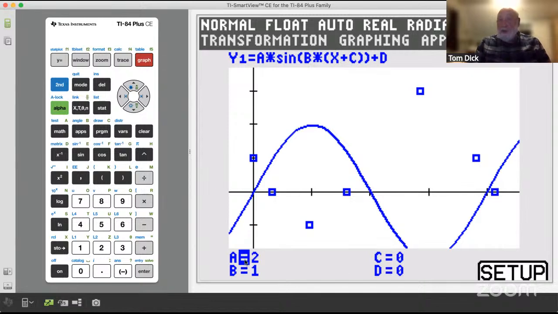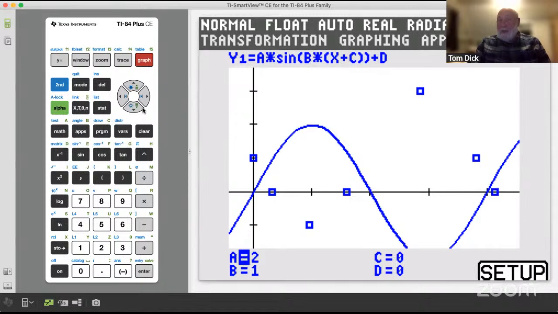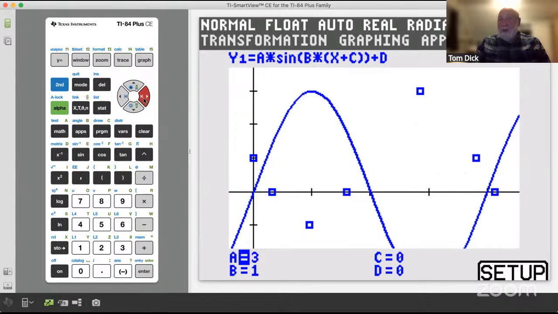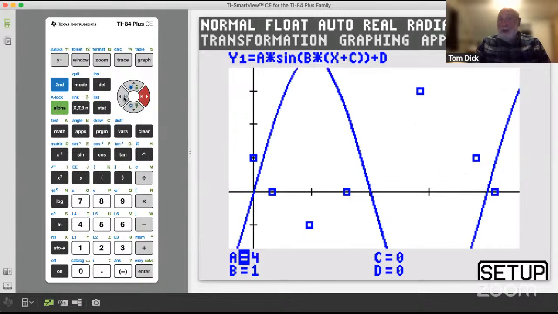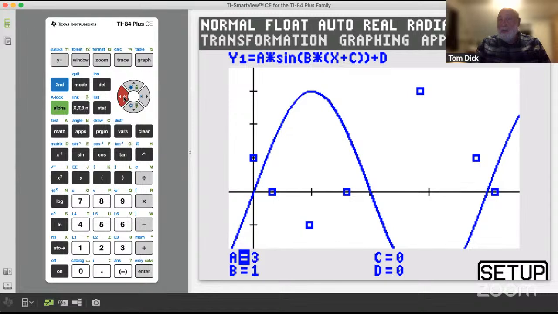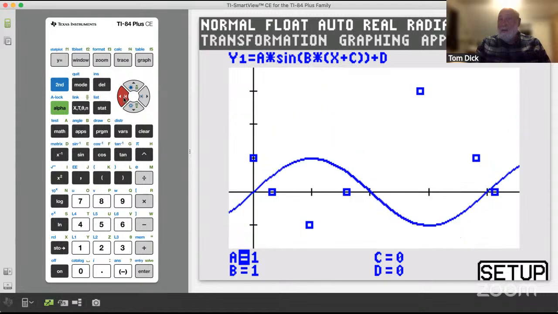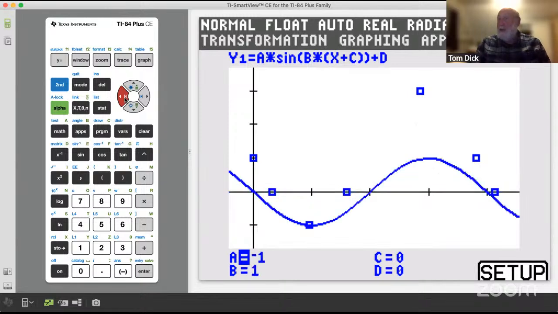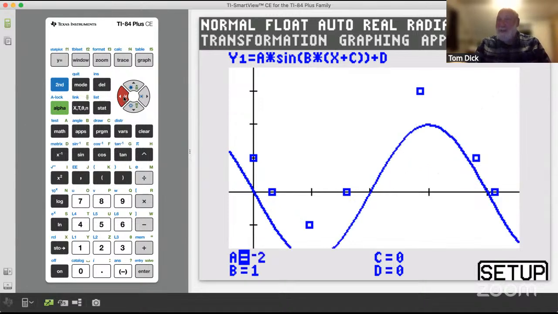Right now it's active on A, and if I hit the right arrow, it will increase the value of A. Or if I hit the left arrow, it'll decrease the value of A. And we can even go into negative values. So I think Steve said he really wanted it to be -2. Okay, let's go ahead and make it -2.